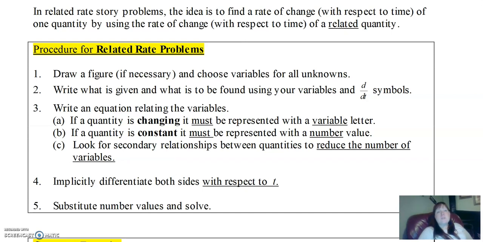So for example, if it says the height is always twice the radius, then instead of having an R and an H, we could just relate one of those to the other. So we could say H always equals 2R. Everywhere we had an H, we could put in a 2R, because now we only have R's instead of R's and H's, because that's just less complicated, okay?